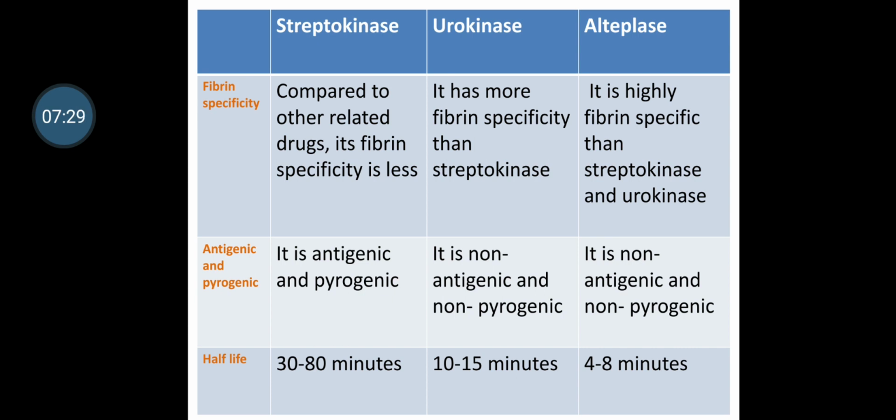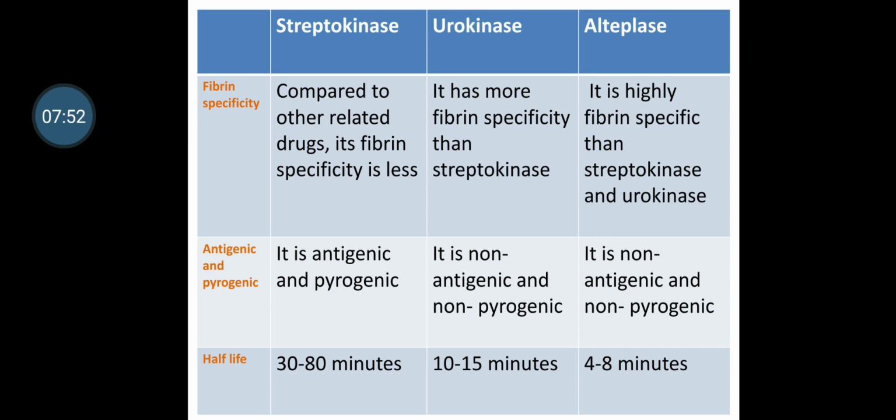So streptokinase is the least fibrin specific. Then urokinase has better fibrin specificity than streptokinase and less than Altiplase. Then Altiplase shows the highest fibrin specificity. The next point we are discussing is antigenic and pyrogenic character. Definitely in this category, we are considering 3 drugs.